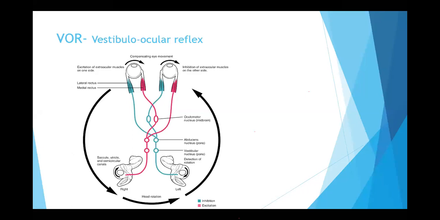As we told, we had 3 order neurons. So from the semicircular canal, we have the vestibular nucleus here. From here, we are going to send it to the oculomotor nucleus, and from there it goes to the extraocular muscles. So here, this is the abducens nuclei. I told you, these are your 3 nerves that have nuclei.